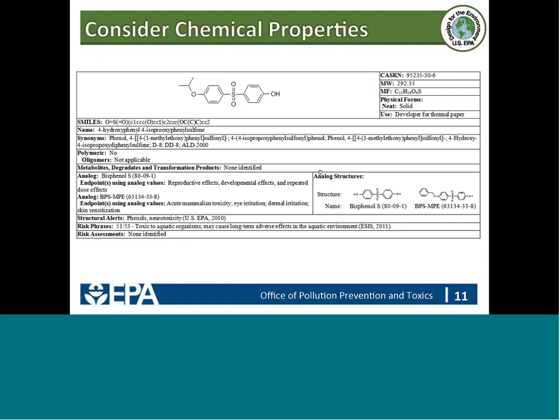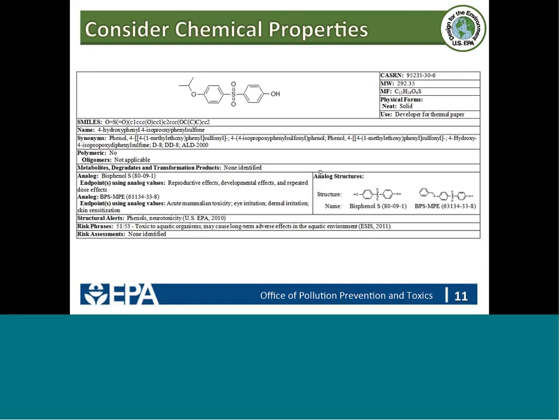Okay, so this gets more technical, but we do consider the chemical properties when we're evaluating a chemical in concert with the data that we may have or the computer models that we've used to evaluate it. So this is a summary of chemical property information that we use in our alternatives assessments, such as the chemical structure, the physical form, its use, whether it's polymeric or not, whether metabolites, degradates, or transformation products can be identified, whether there are structural alerts, that is, a part of that structure that's associated with specific toxicity, and other things like whether there are available risk assessments or evaluations by authoritative bodies that have assigned risk phrases, for example.